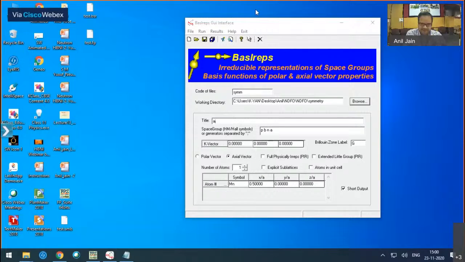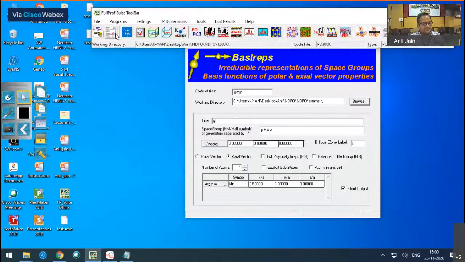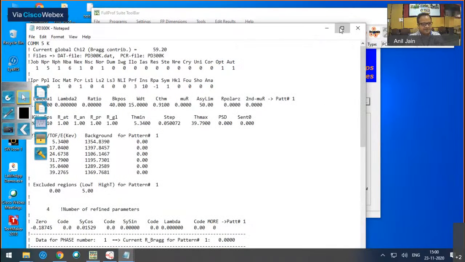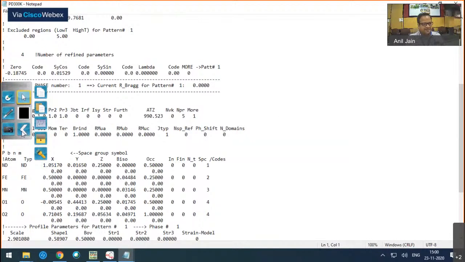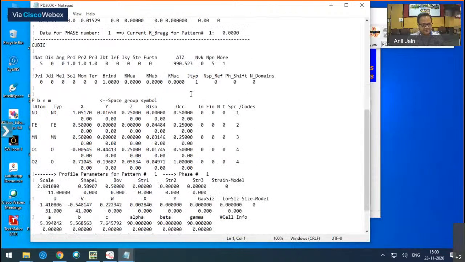So today we will start from the point where we left last working day, on Friday. The idea today is a completely practice session where we will learn how we can determine the magnetic structure. So today I will start with this compound where I left last time. Let me show you the PCR file of this compound. This PCR file is for room temperature.